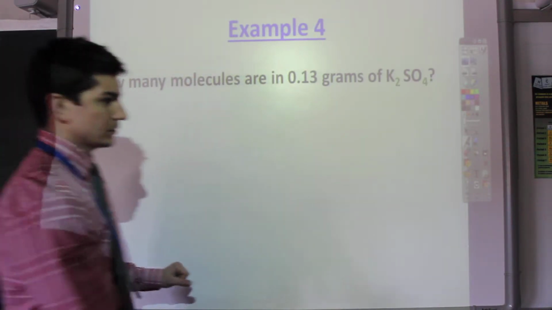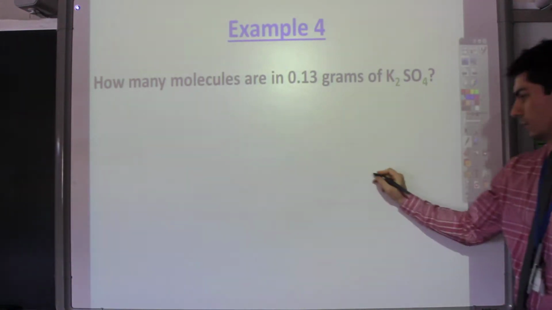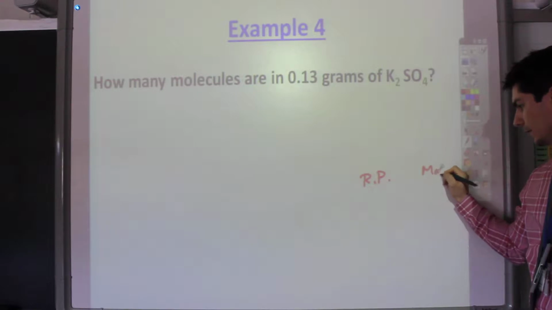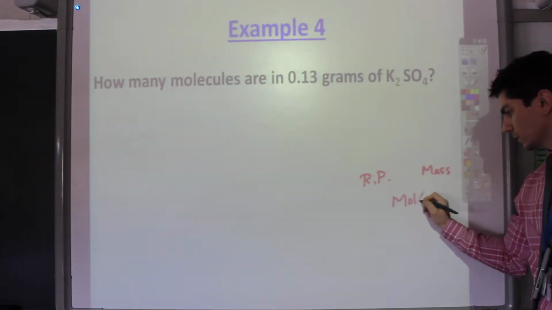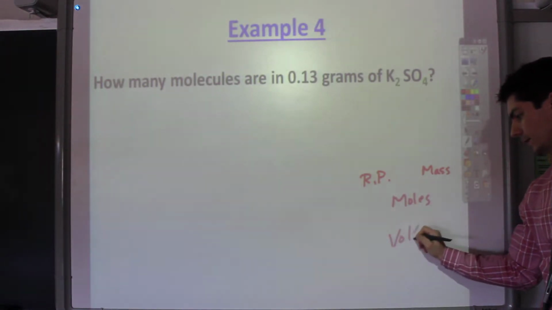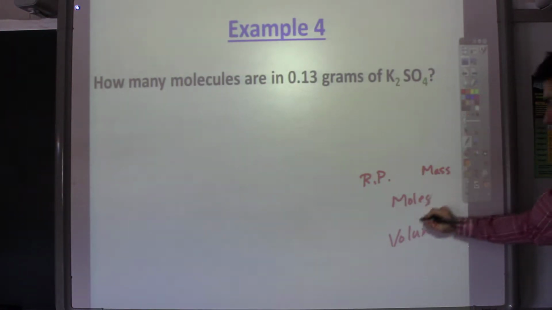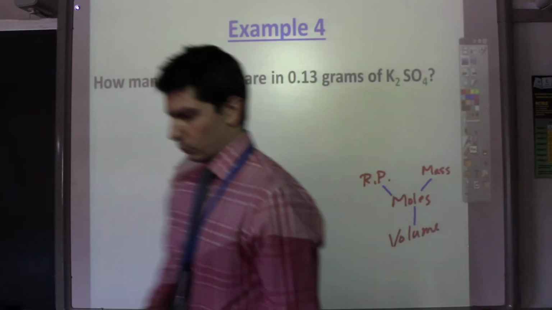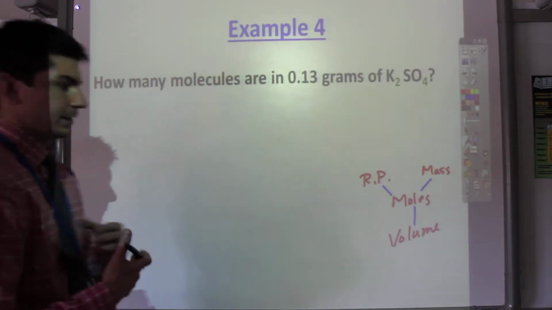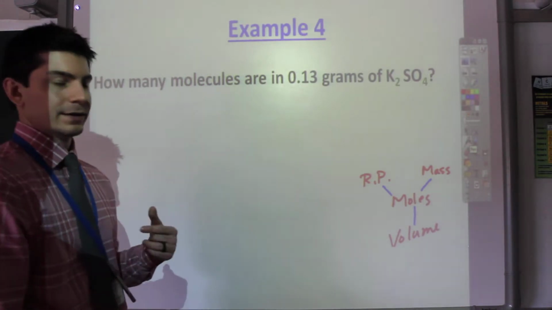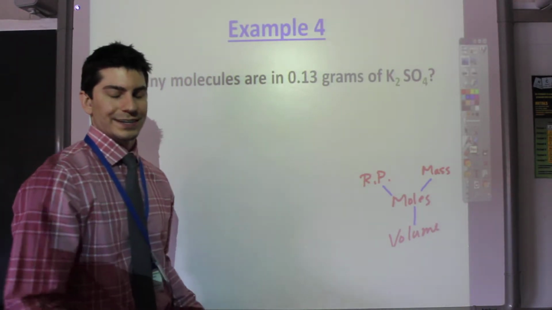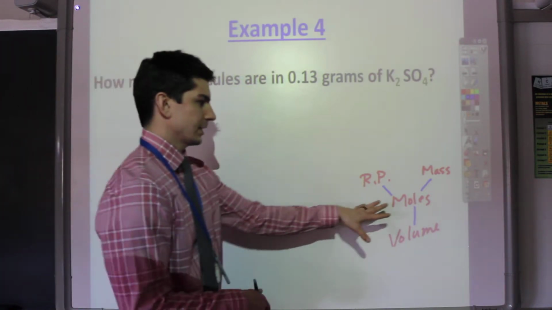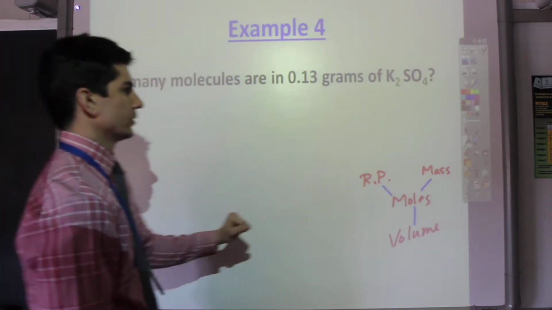So anyway, just to show you the roadmap that we've been using, we had our representative particles, we had our mass, we had our moles, and we had volume down here. And these were all connected as such. We're going to use that. I'm going to use a stop light: green for go, yellow for caution, and red for stop. So I'm going to use those colors over there.